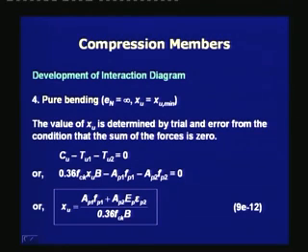Finally, we are coming to the case of pure bending, where the eccentricity is now infinite because there is no axial force coming and the depth of the neutral axis has the minimum value for all these cases. The value of xu is determined by trial and error from the condition that the sum of the forces is 0. Thus, we write the generic expression Cu minus Tu1 minus Tu2 is equal to 0. We substitute the values of Cu, and then from this we get an expression for xu.